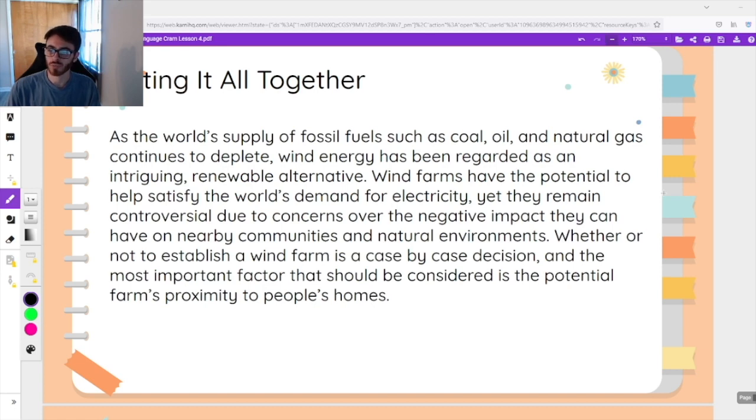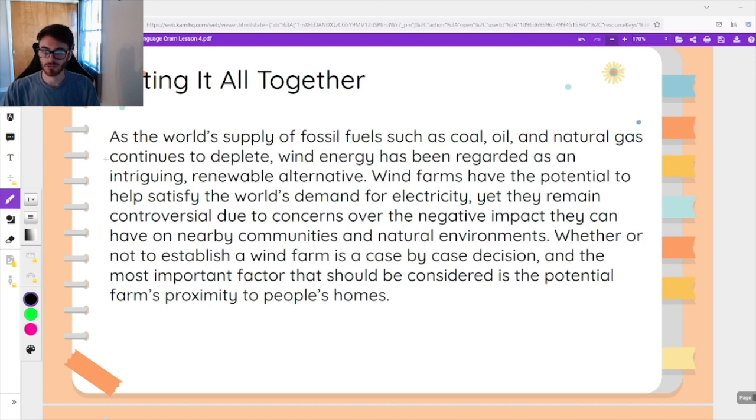Whether or not to establish a wind farm is a case-by-case decision, and the most important factor that should be considered is the potential farm's proximity to people's homes. Good, simple. 3 sentences, more than enough. I don't know if I would say more than enough, but 3 sentences is perfectly fine.